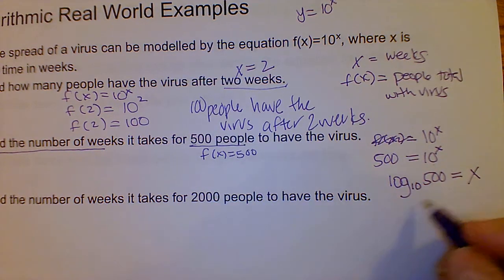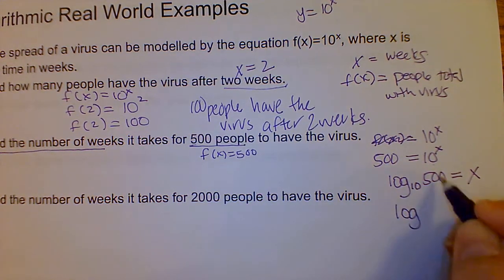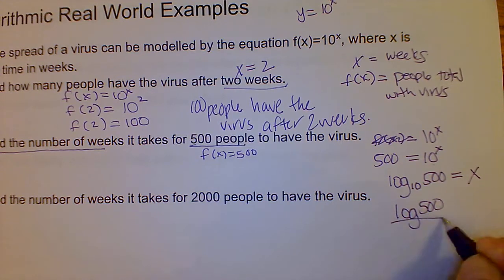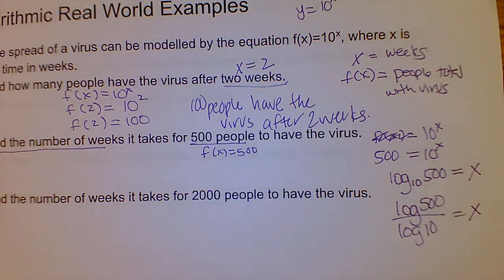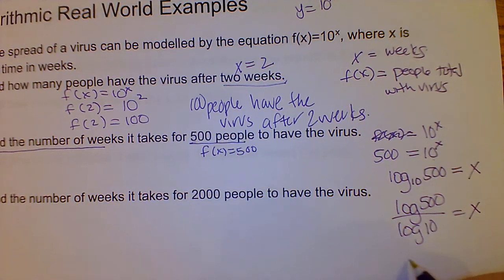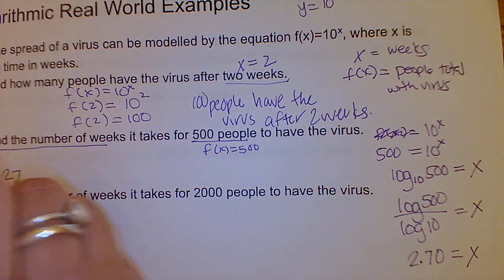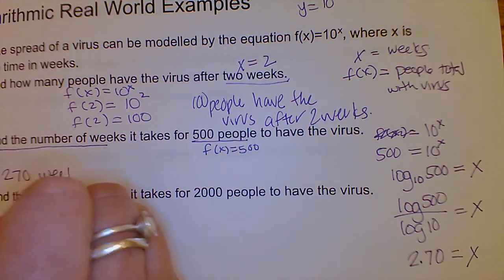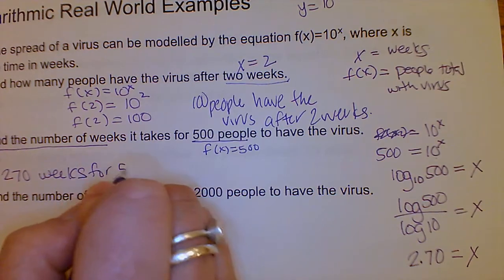So now you're absolutely right. We need to use our calculator. We need to do log of the number 500 divided by log of 10, and that's going to equal x. And when we use our calculator to do that, we're going to get 2.70 equals x. And so that's the number of weeks. So we have 270 weeks for 500 people.